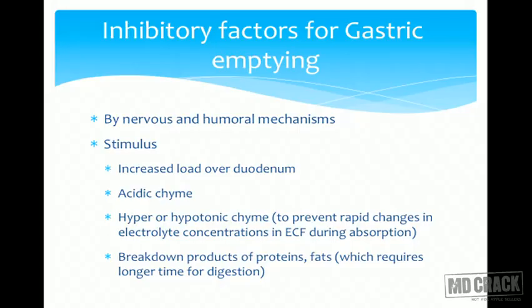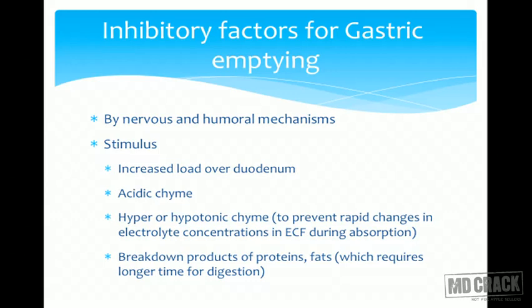What are the stimuli for the inhibitory factors, when they become stronger? Increased load over the duodenum will cause more inhibition of stomach emptying. If the duodenum is exposed to more and more acidic chyme, it will inhibit stomach emptying. If the duodenum is exposed to excess hypertonic or hypotonic chyme, what will happen? The fluid osmolality can suddenly change because of the absorption of this fluid. So ultimately the chyme has to be nearly isotonic.